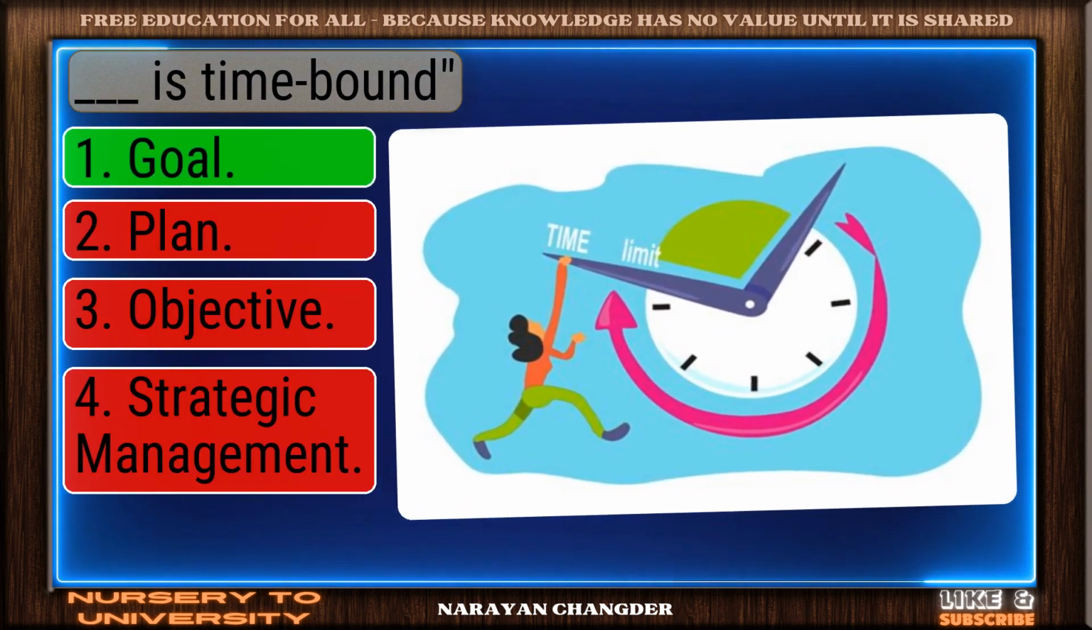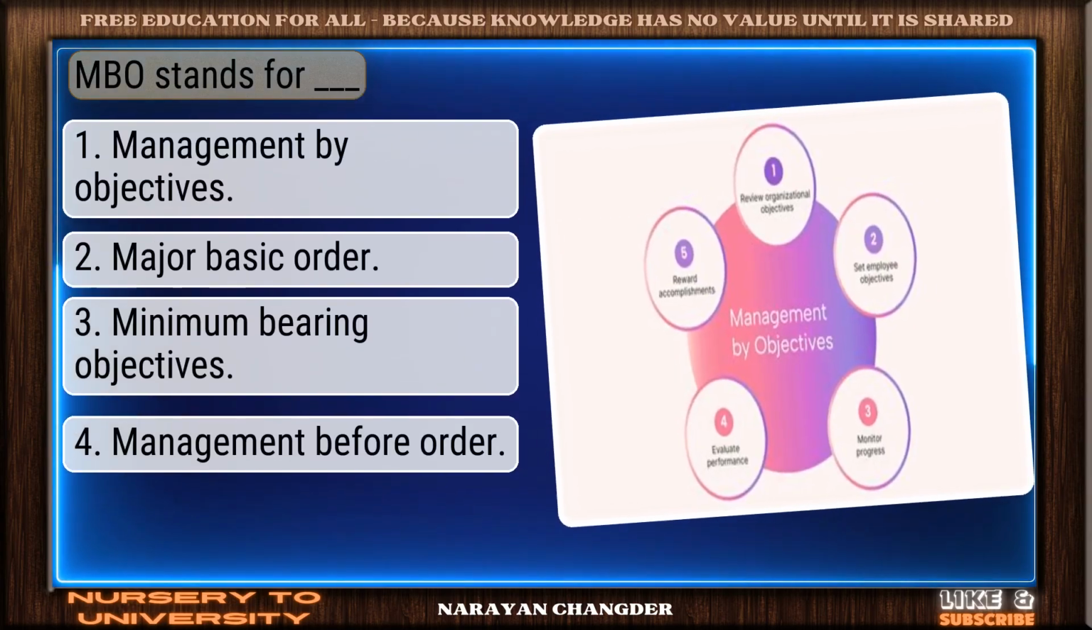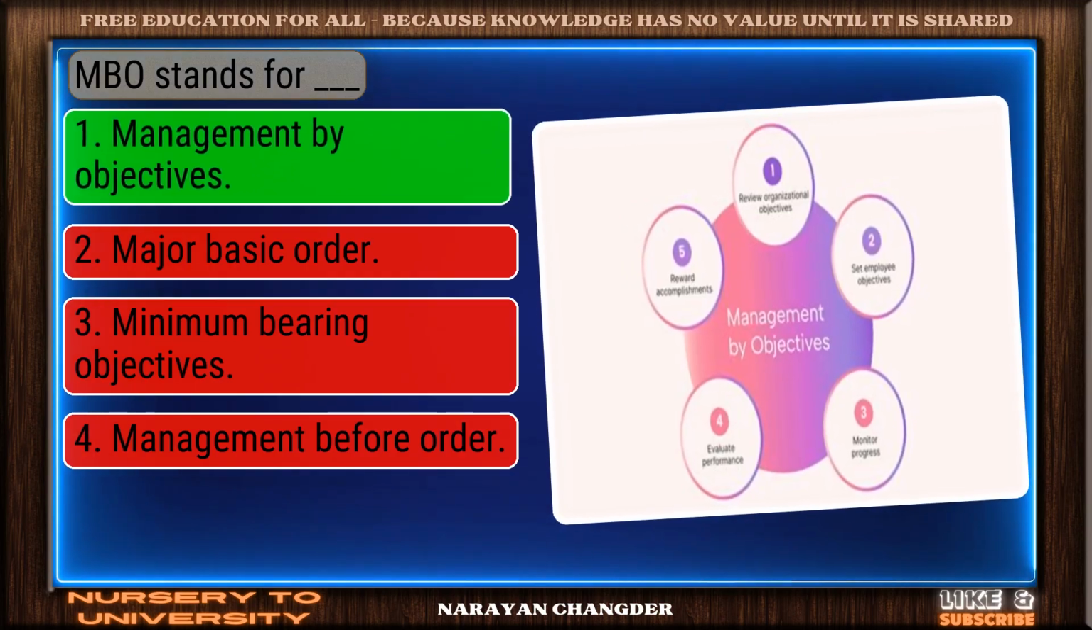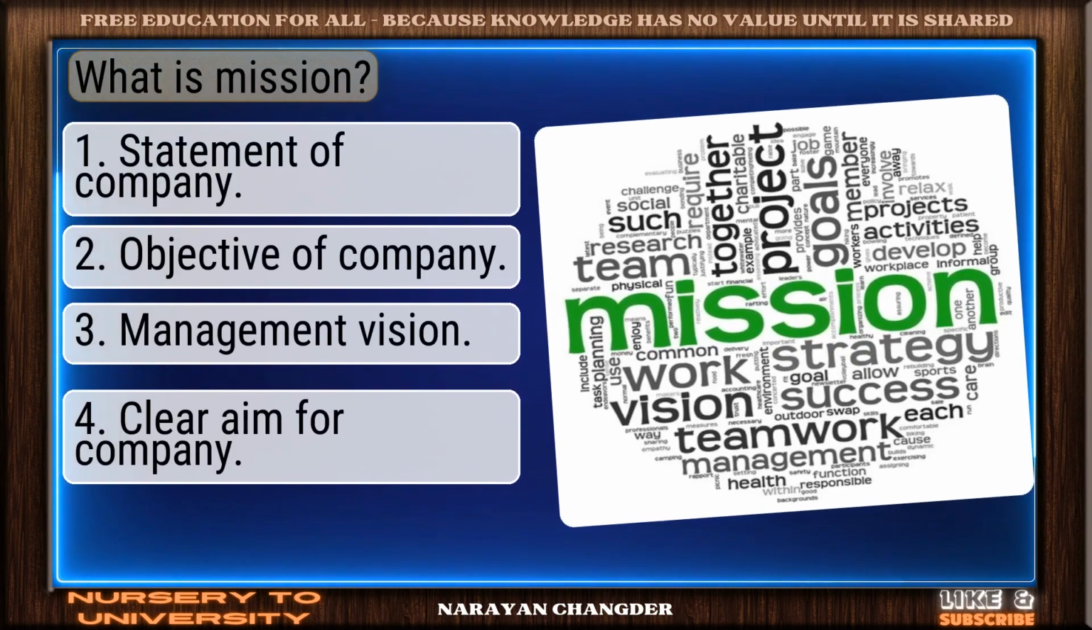Exactly. Goal makes sense, and it is right choice. O stands for dash. Right again. Management by objectives is a valid answer. What is mission?